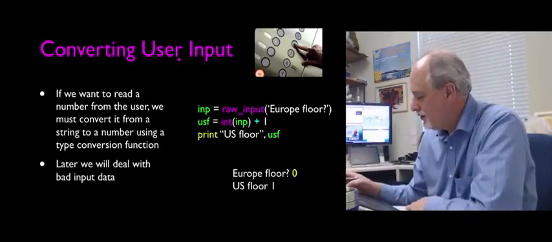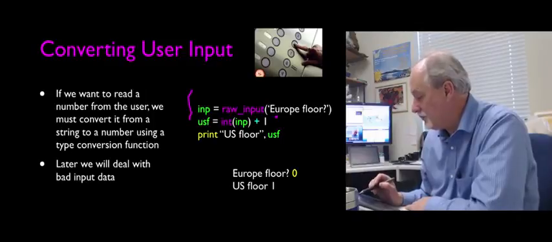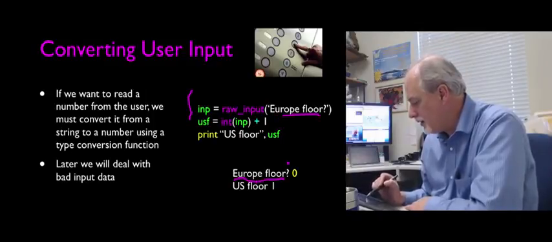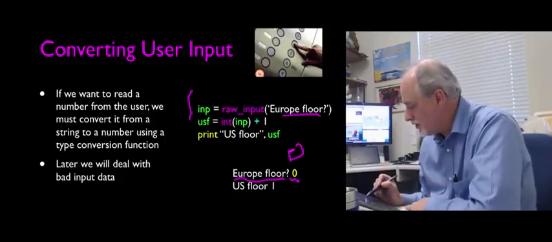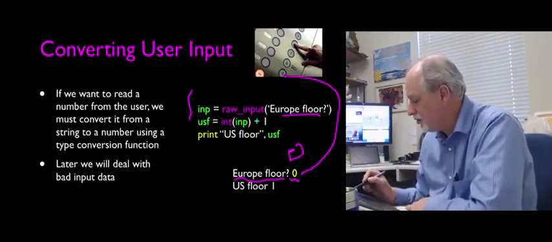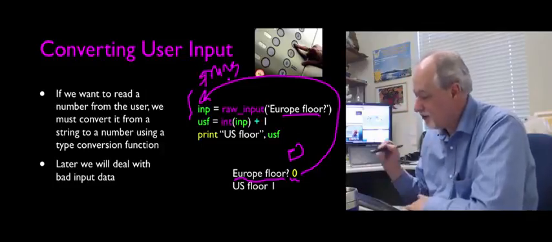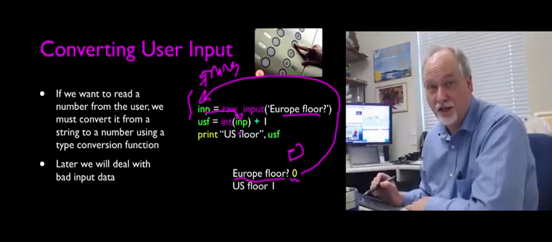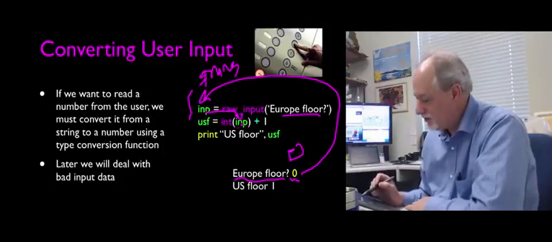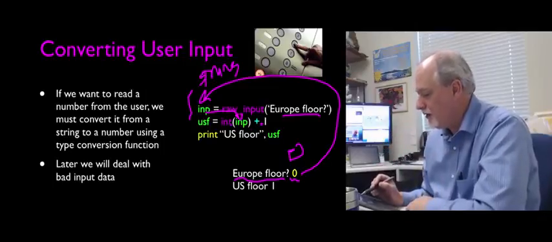The first line is a raw input that puts out a prompt, and then it waits. It says, "Please enter your Europe floor." It sits there. We type a 0. Then 0 goes into inp, but it is a string. It is not a number. It is a string, so we can't add to it. But we can convert it to an integer with the int function. Int of inp, that's a string being converted to an integer. So now it's a real numeric 0, and we can add 1 to that.